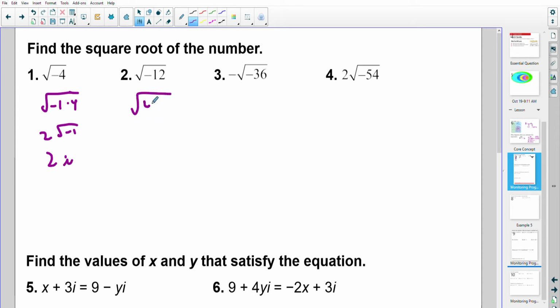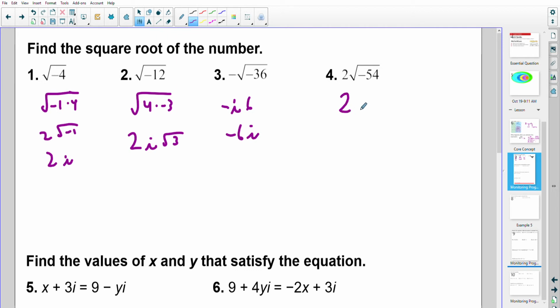Similarly, this is equal to 4 times negative 3, so 4 comes out as a 2, and negative 3 is the same thing as negative 1 times 3, so negative 1 comes out as an i, leaving a 3 behind. In this problem, you could take out the negative 1 right away and say it's i, because the square root of negative 1 is i, and then the square root of 36 is just 6, negative 6i.